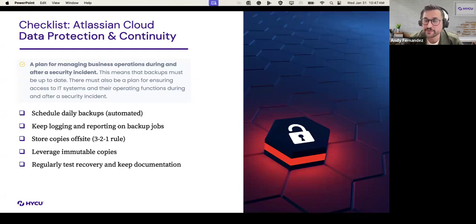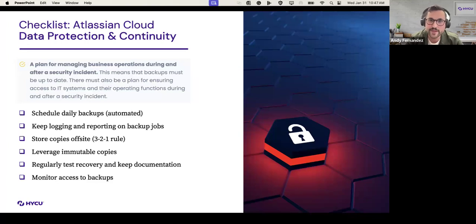But most importantly, you do not have a backup if you're not testing your recovery. You have to regularly test recovery and always keep documentation, not only on how it performed, but also on who has access, what are the regulations that you're following. It's always important. And we'll make sure to provide this checklist for you. And the last thing I'll mention too is make sure that you also secure and harden your backup infrastructure, that you have monitoring, that you know who has access and who is doing what when it comes to backup.